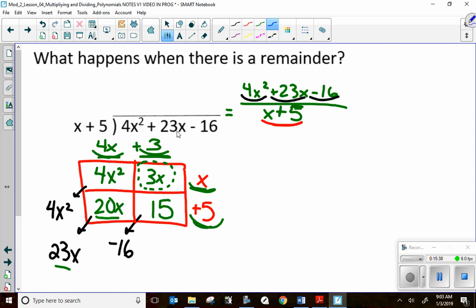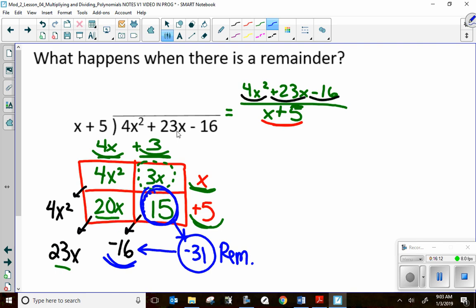Here's how you do the remainder, okay? Whatever you end up with here, okay, it's the adjustment. What do I do to 15 to make it negative 16? Okay, I need to subtract 31 from 15 so that it equals negative 16. This is my adjustment to make my bottom right-hand corner match the output. This adjustment right here, that's your remainder.